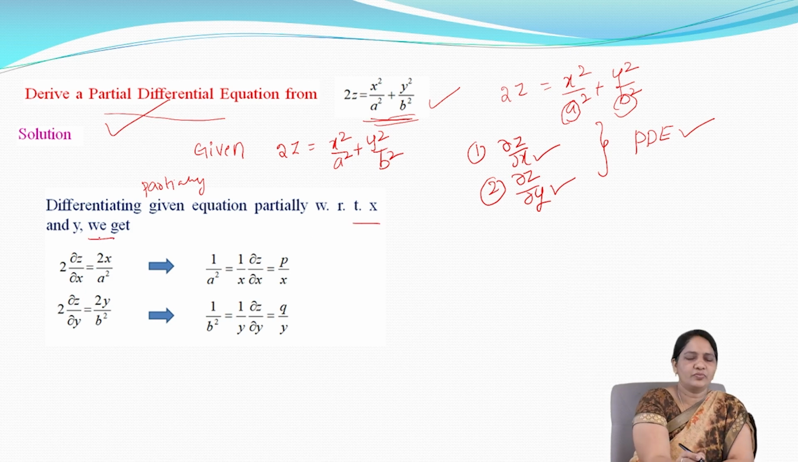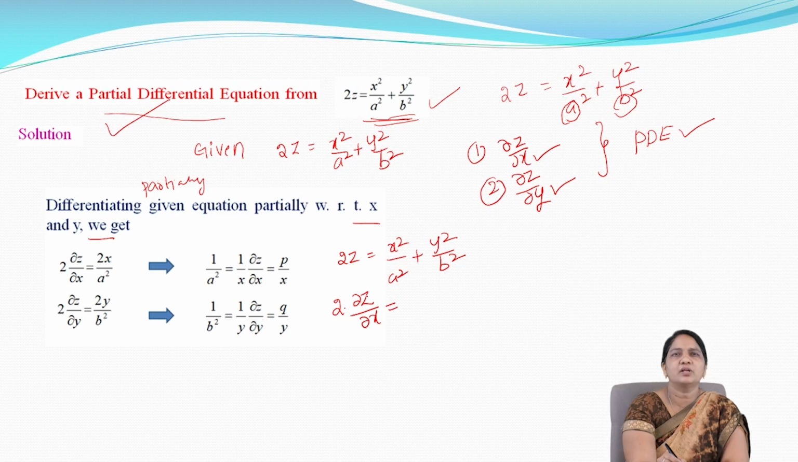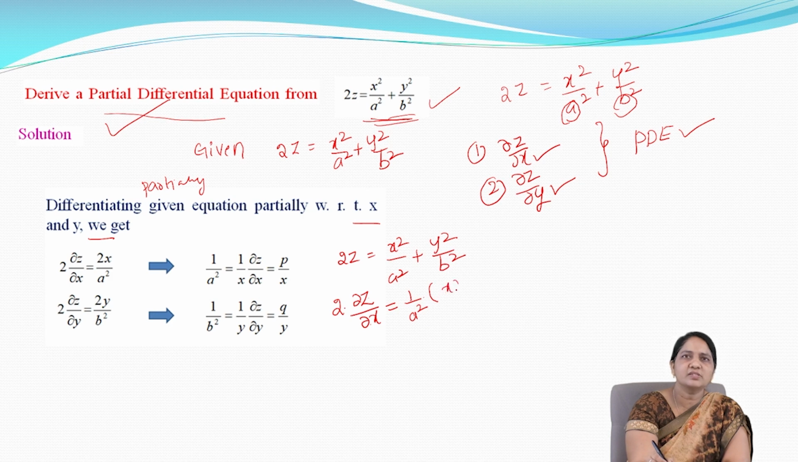So first I am doing with respect to x. 2z equal to x square by a square plus y square by b square. Now I am doing first with respect to x. So 2 is the constant, so the derivative is 2 dou z by dou x, because I am doing it with respect to x. Now here 1 by a square is the constant. The derivative of x square is 2x.